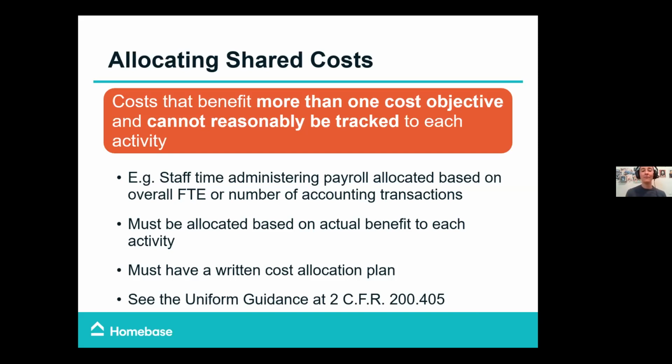To do that, you want to have a written cost allocation plan. One example of this might be those payroll costs. You can just take the total cost of that staff time and split it up based on how much staff time generally, how many FTE were doing grant A versus grant B versus other activities, right? So you allocate it based on how much staff time, how much payroll burden was across those grants.